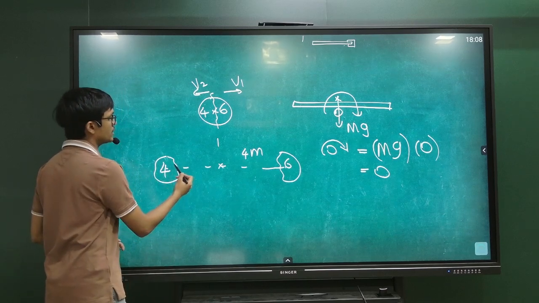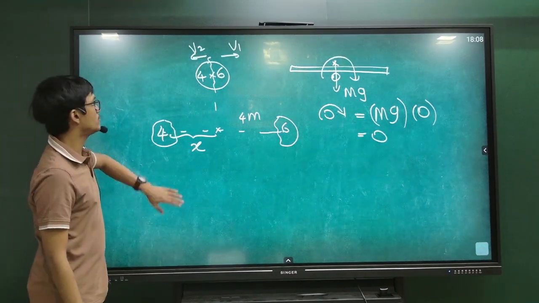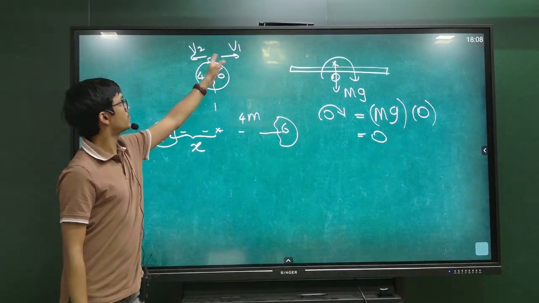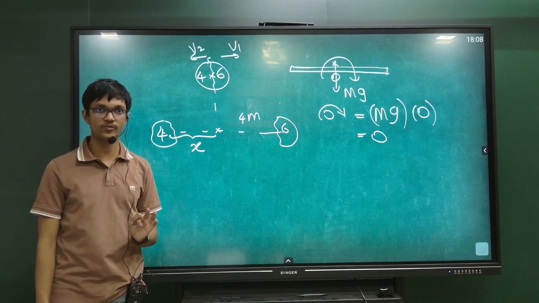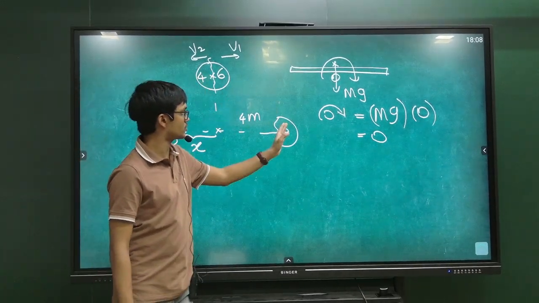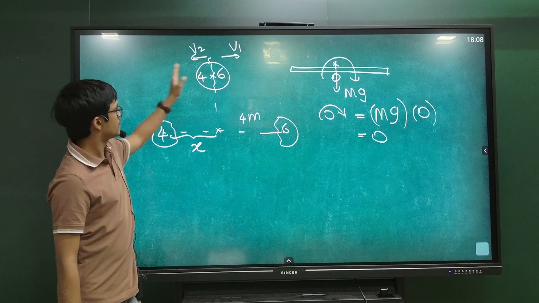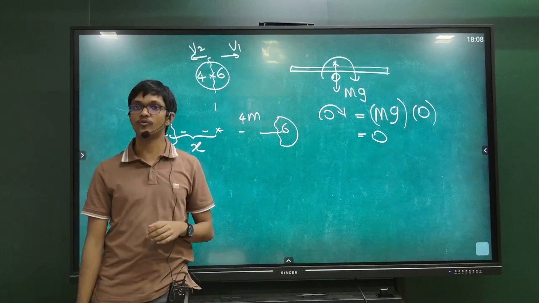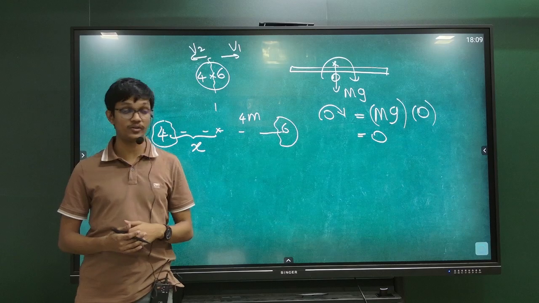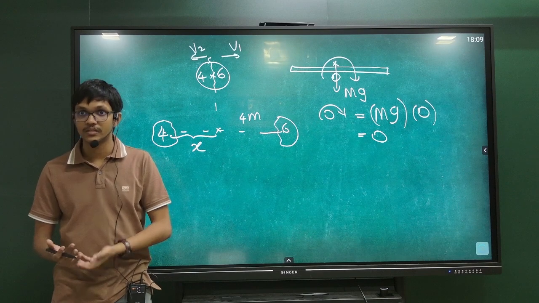Then if they ask you the distance to the 4 kilogram piece, initially you have to apply momentum conservation. Then you have to find V1 and V2. Clear? After finding V1 and V2, you have to calculate the time taken to move 4 meters. Then using that time, you have to find the distance that 4 kilogram will move, right? Initially it was like that. First you apply the principle of momentum conservation, then find velocities, then find distance.